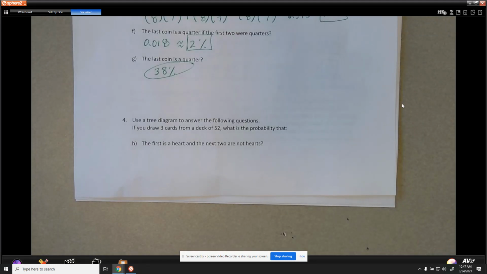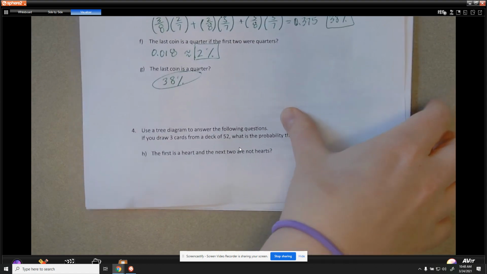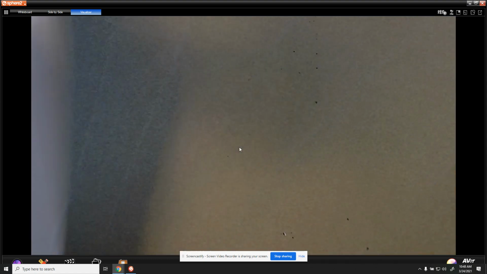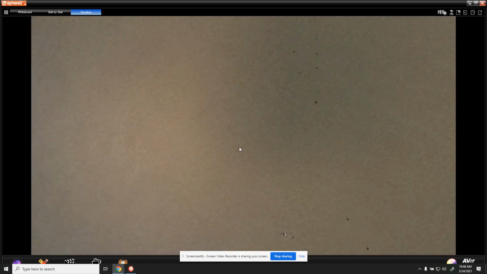All right, last problem on this 3.6 homework assignment. We have a tree diagram to answer the following questions. If you draw 3 cards from a deck of 52, what's the probability that the first is a heart and the next 2 are not hearts? So basically, we're doing all these probabilities of hearts and not hearts. There is a second page to this, just a heads up. We're answering all this, but I made a tree diagram.